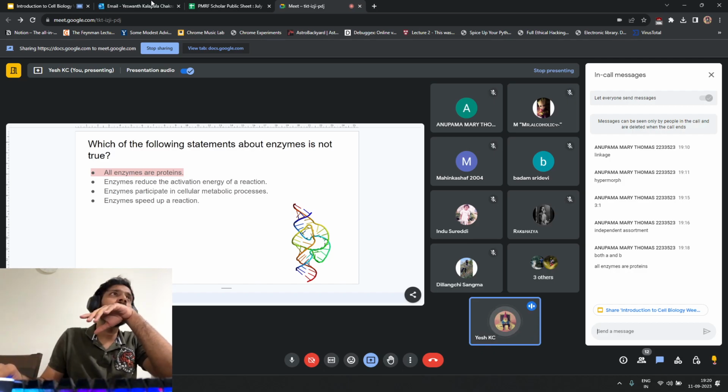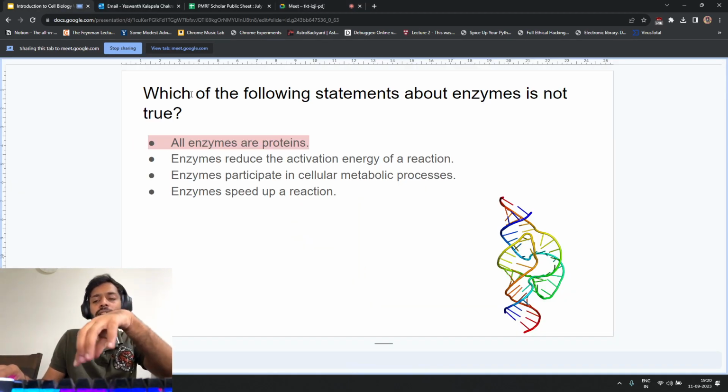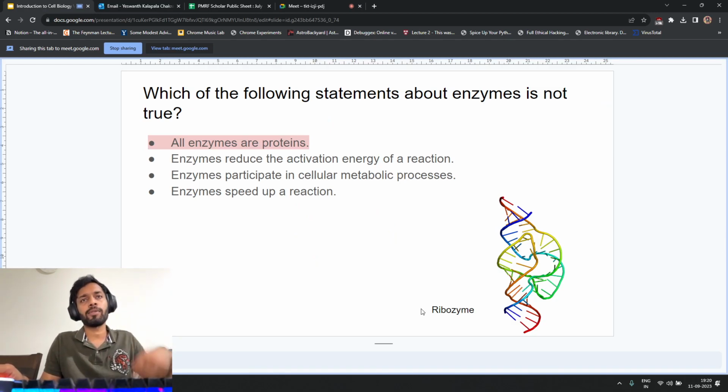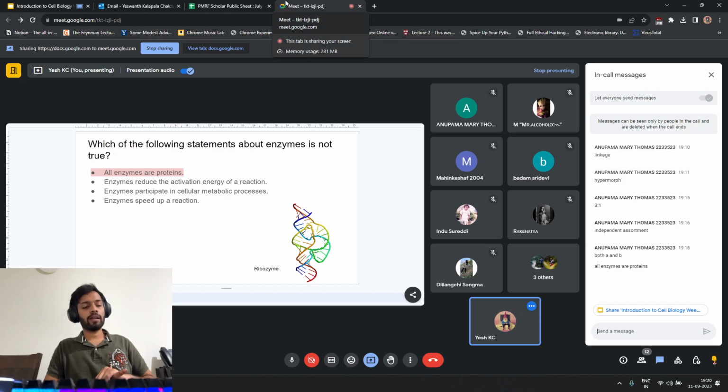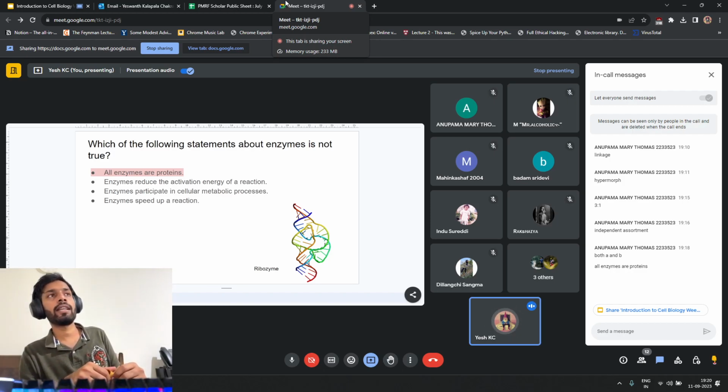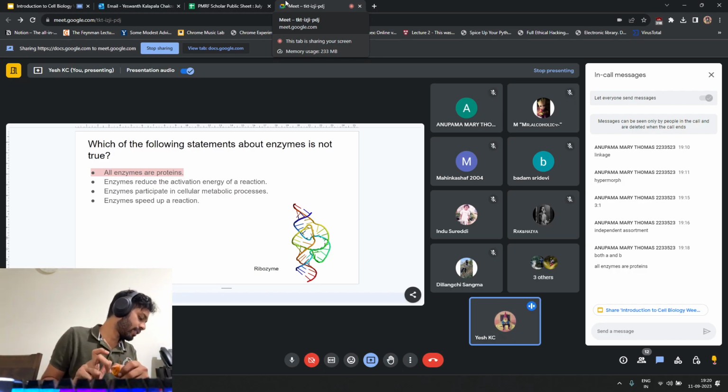Okay, so there is only really one enzyme that's not a protein, and that enzyme is ribozyme. So ribozyme is essentially a complex of either RNA by itself or RNA along with proteins, but the catalytic activity of this complex is always within the RNA. So yeah, ribozyme is essentially the only enzyme that's not a protein.